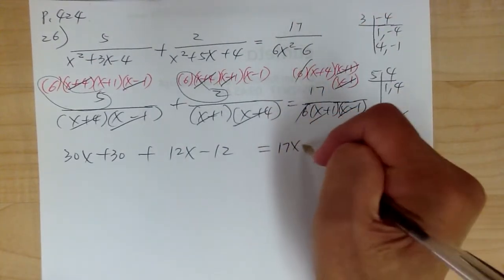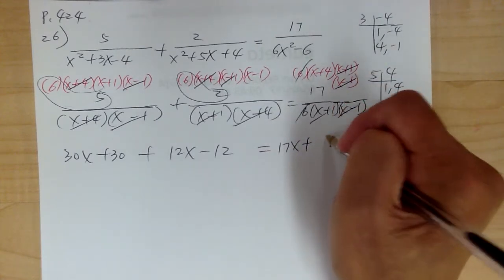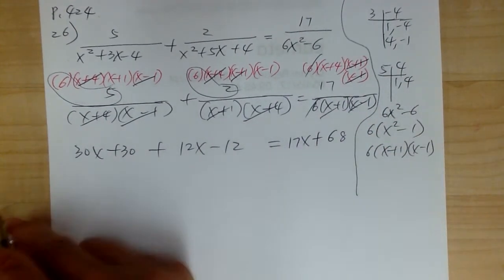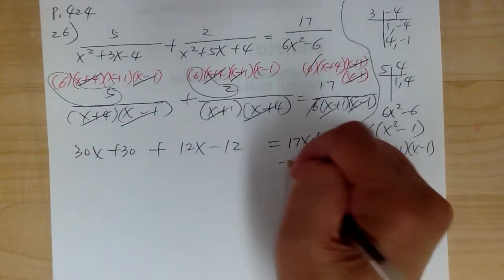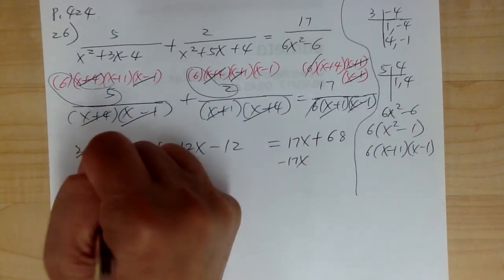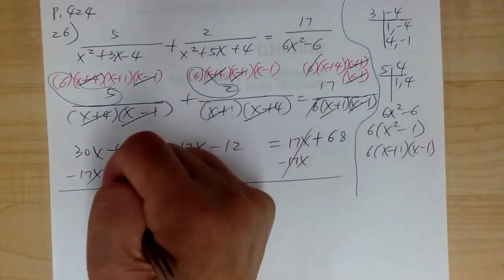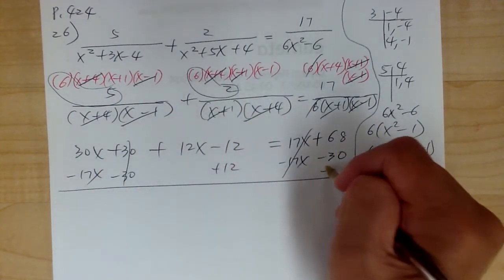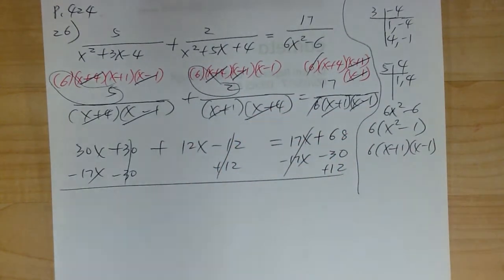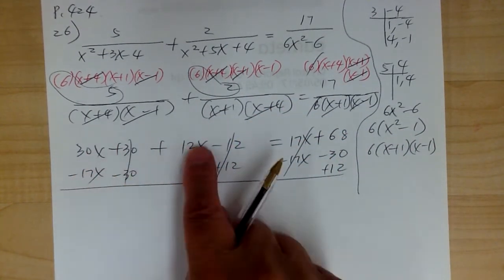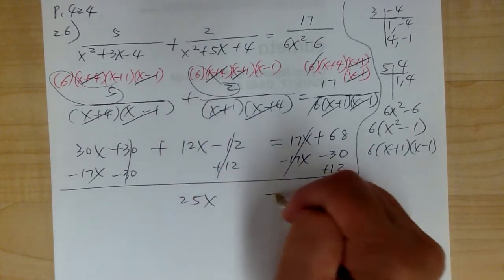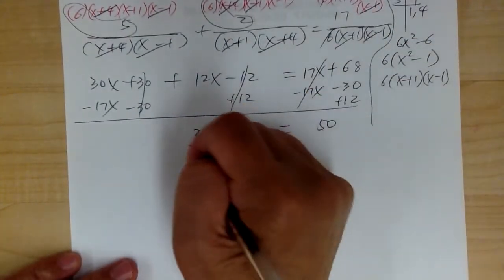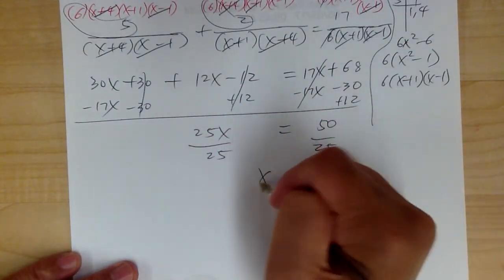So you're going to get 17x plus 68. Okay, so I'm going to move the variable to this side. So minus 17x, so this cancels out. And I need to minus 30, and plus 12, so this cancels out. Okay, so 13 plus 12 will give me 25x. Okay, so this one's 70, 80, so that gives me 50. So divide by 25, divide by 25, so x equals 2.